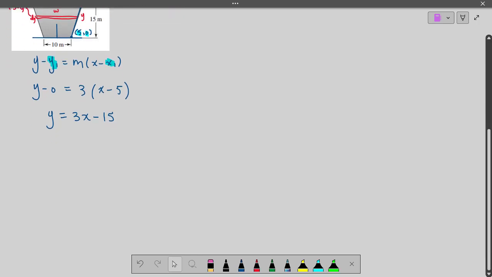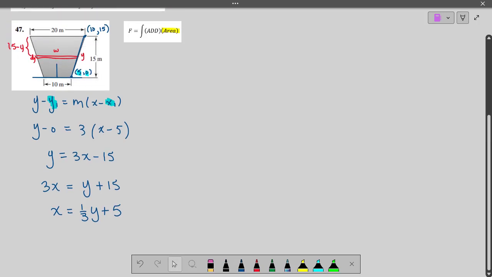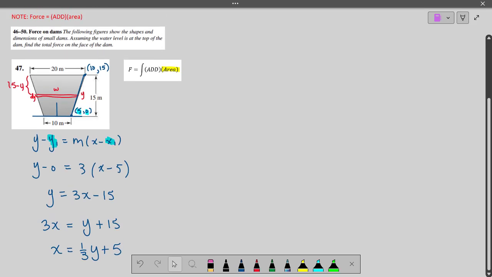So this function right now is measuring height. It's measuring distance above the x-axis. If we solve for x, it will be measuring distance from the y-axis. So we'll add the 15, we'll divide by 3. So now it's measuring horizontally from the y-axis over. Whatever y value you put in, it will tell us how far we are to the right of that y-axis. Okay? So 1/3 y plus 5. That is measuring that distance right there. That is what that x is measuring.